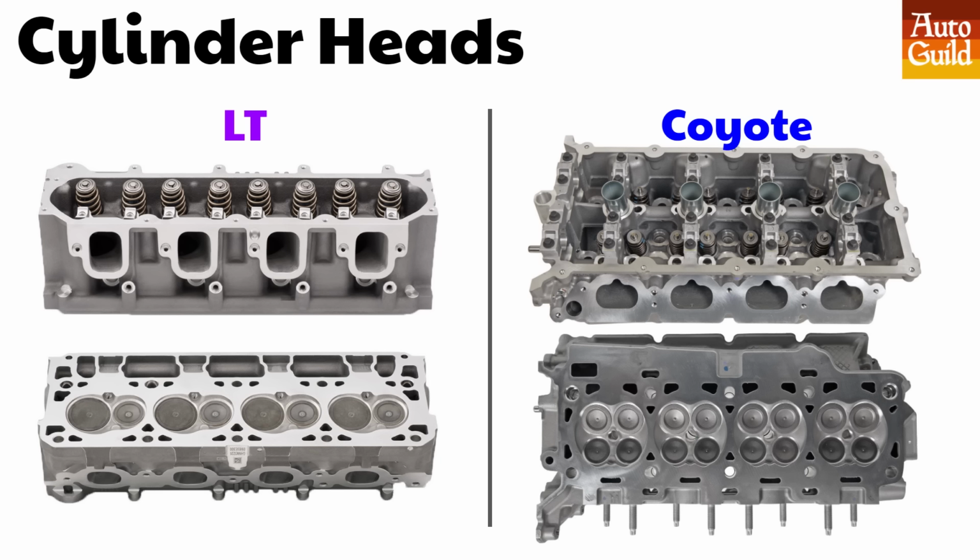And sure, I love the lopey idle of a super wild cam, but whenever you hear that, it means that engine is sacrificing a ton of low-end torque to get that high RPM max power. And with the LT and the Coyote, you get both.